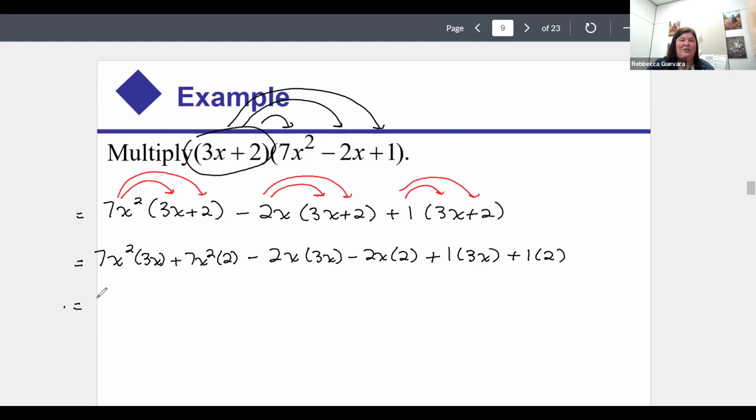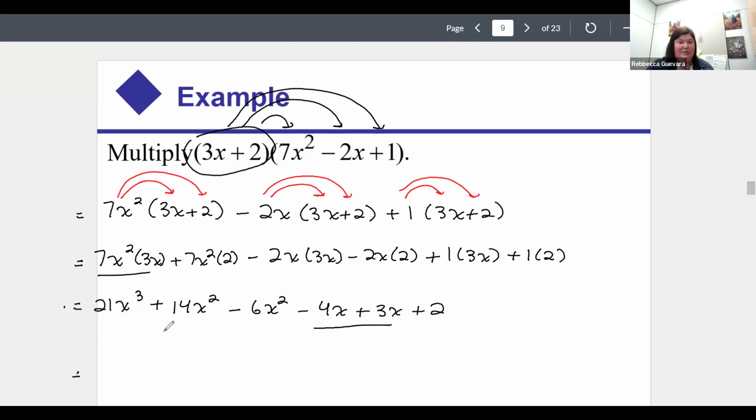So once I did that, all I have to do is just combine everything, simplify each term. So this one simplifies into 21x cubed. This one is 14x squared. Then I have minus 6x squared minus 4x plus 3x plus 2. And then to simplify completely, we have like terms here and here. So this is just 21x cubed plus 8x squared minus x plus 2.